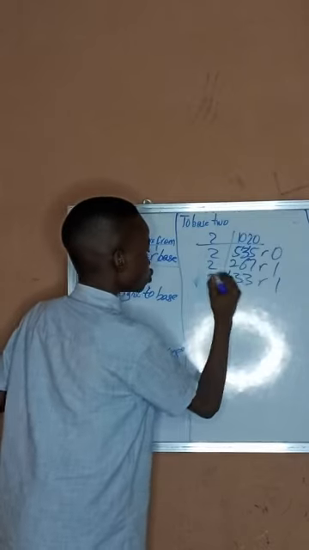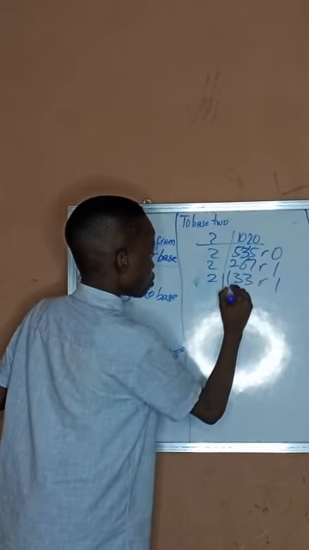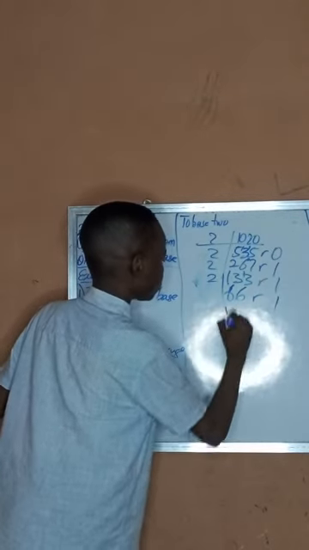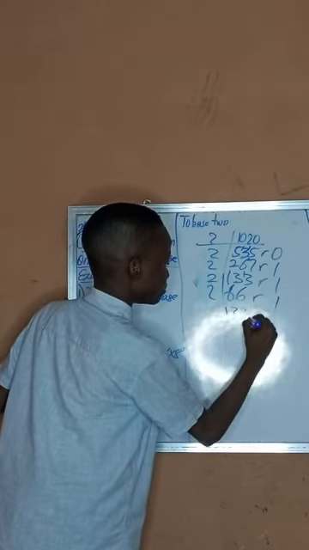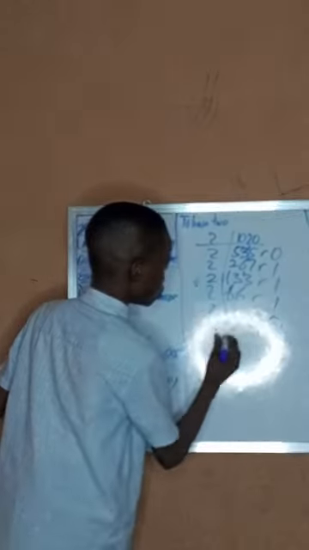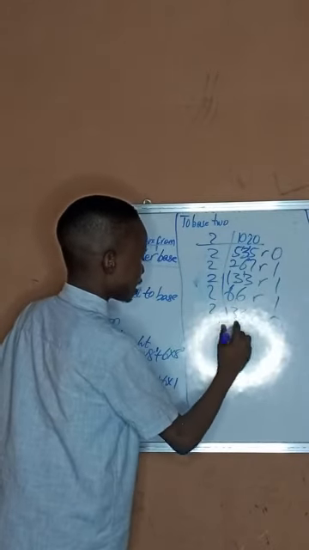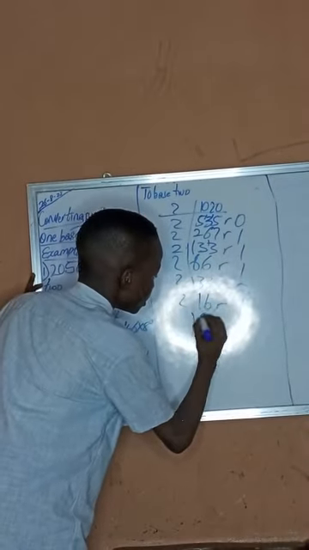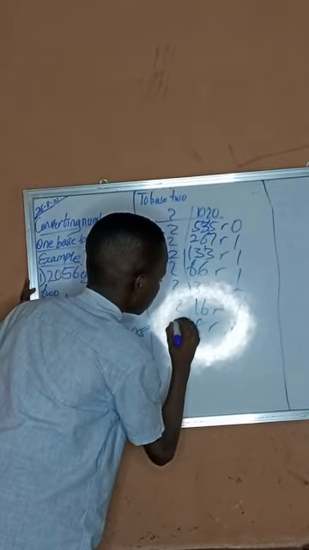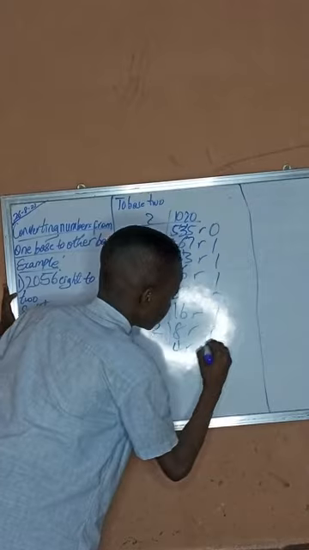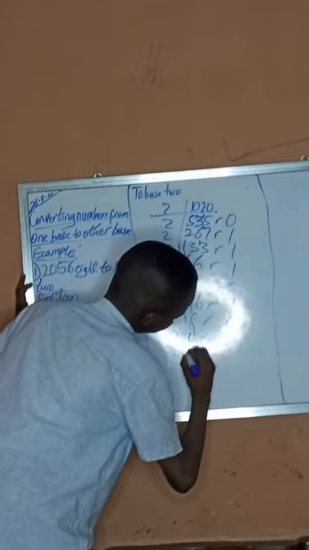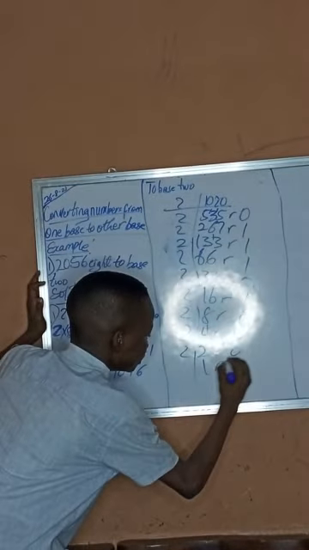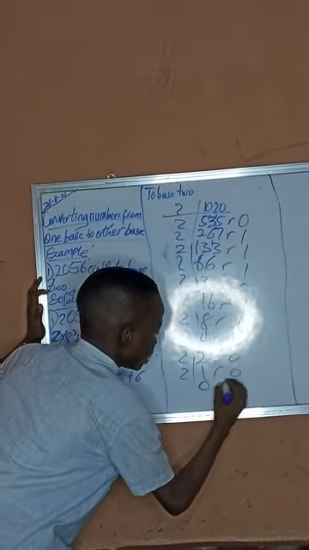66 divided by 2 is 33, remainder 0. 33 divided by 2 is 16, remainder 1. 16 divided by 2 is 8, remainder 0. 8 divided by 2 is 4, remainder 0. 4 divided by 2 is 2, remainder 0. 2 divided by 2 is 1, remainder 0. 1 divided by 2 is 0, remainder 1.